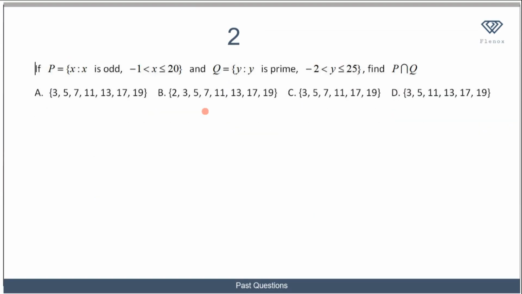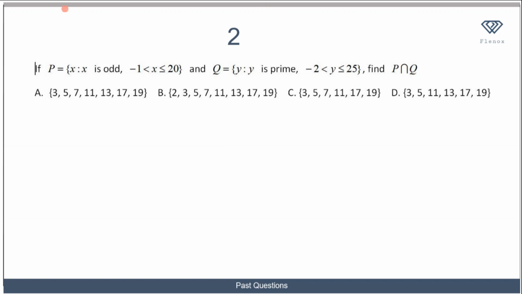Now let's look at the second example. It says if P is equal to the set of X such that X is an odd number that ranges between -1 less than X less than or equal to 20, and Q is equal to the set of Y such that Y is a prime number in the range -2 less than Y less than or equal to 25, find P intersect Q.